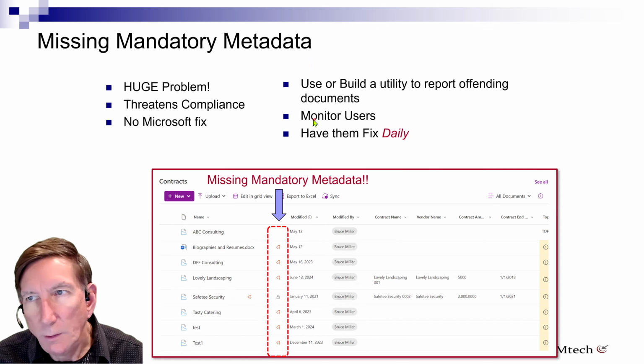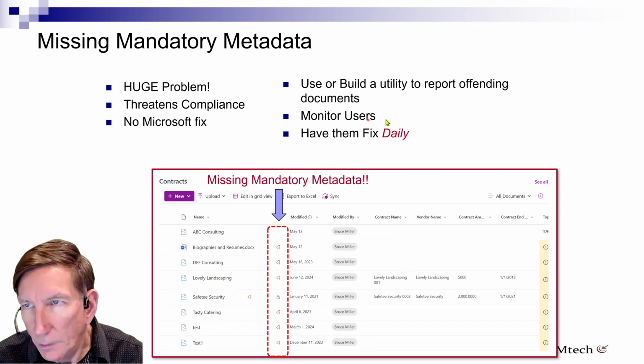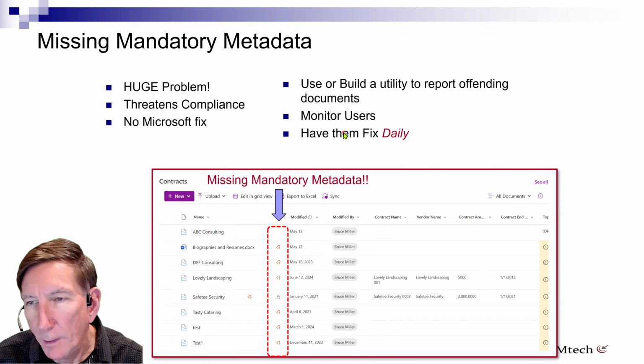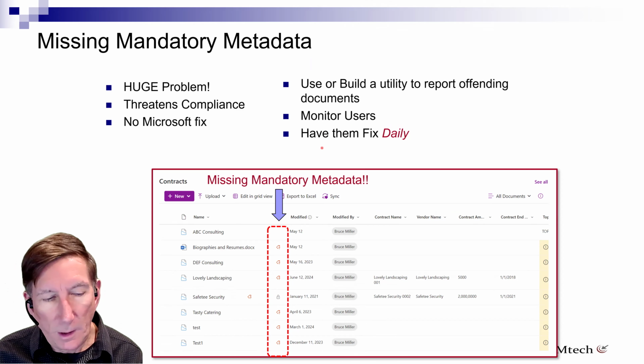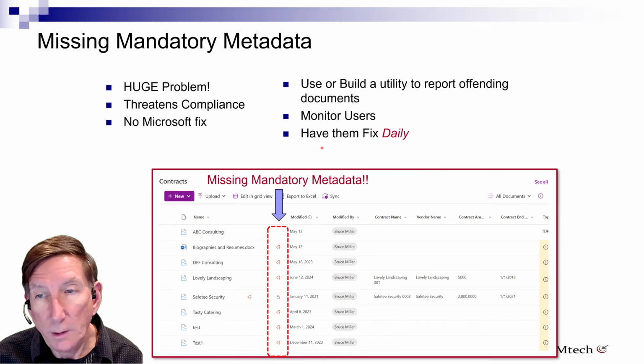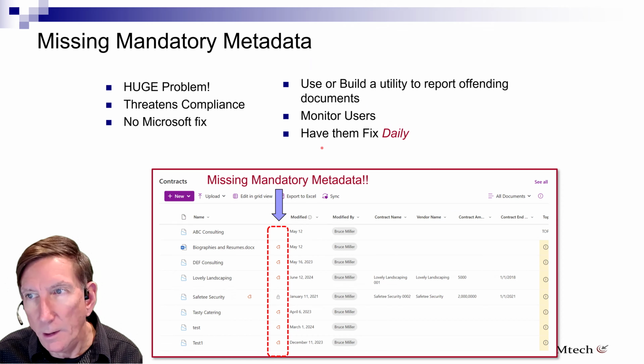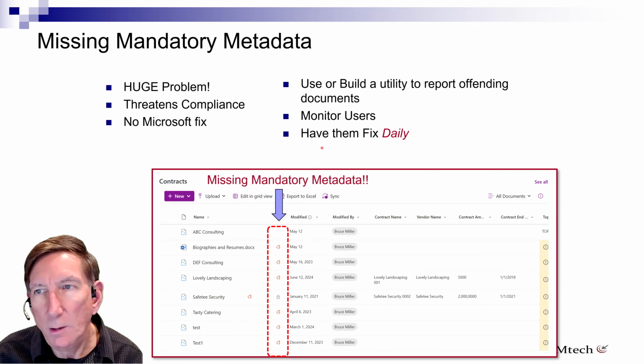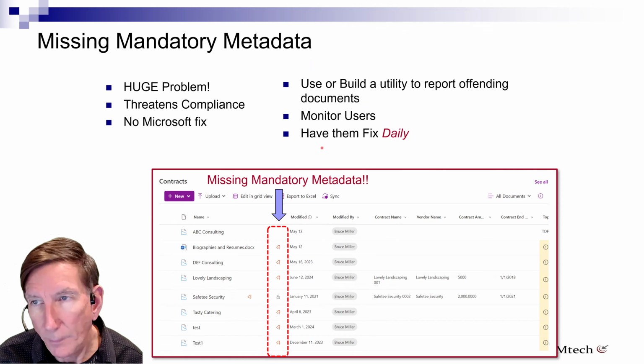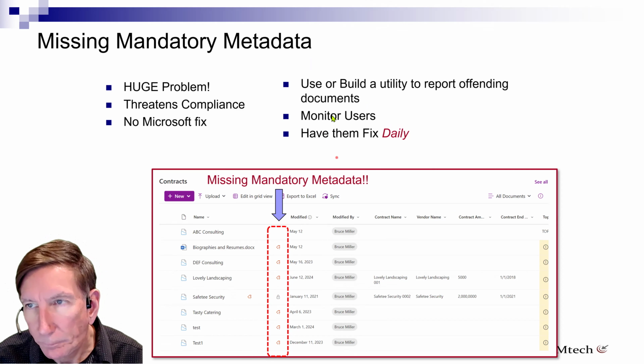So what you have to do is you have to monitor, chase your users. Now, there are two ways that you can get a list. Neither one is all that straightforward. One way is you can engineer a custom report by going under the hood of SharePoint and giving you a report of all the documents missing mandatory metadata. It's a little tricky to do, but it can be done with Power BI. That's the report writer for SharePoint.